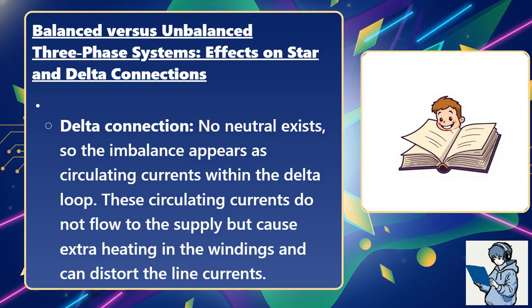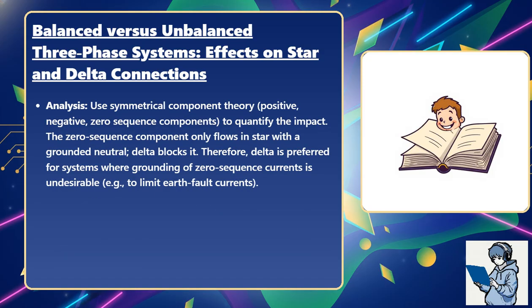Delta connection. No neutral exists, so the imbalance appears as circulating currents within the delta loop. These circulating currents do not flow to the supply, but cause extra heating in the windings and can distort the line currents. Analysis. Use symmetrical component theory, positive, negative, and zero-sequence components, to quantify the impact. The zero-sequence component only flows in star with a grounded neutral; delta blocks it. Therefore, delta is preferred for systems where grounding of zero-sequence currents is undesirable, for example to limit earth fault currents.